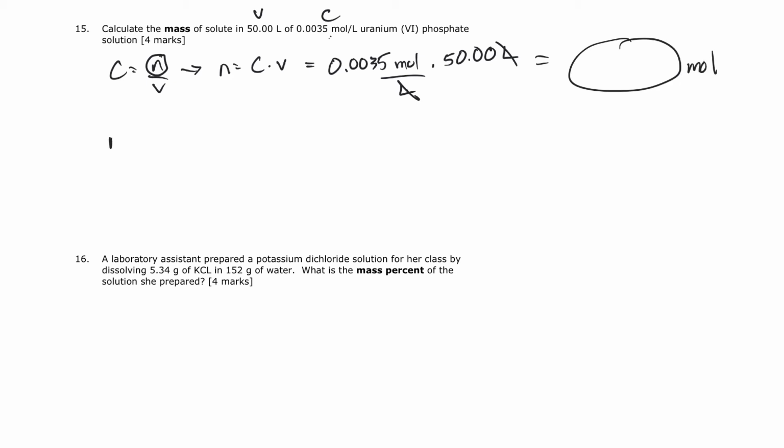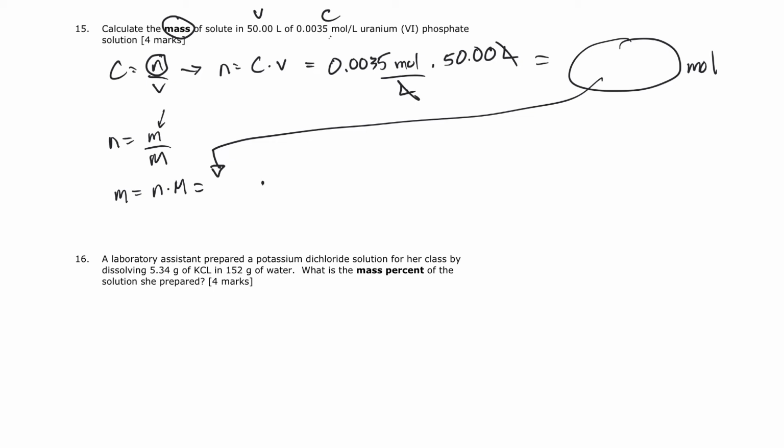And then you'll use this formula. Moles is equal to mass over molar mass, because they're looking for the mass. So they're looking for this one. So I want to get rid of the molar mass, so I'll take it to the other side and multiply. So mass will be equal to moles times molar mass. The moles comes from right there, times the molar mass. You'll have to figure that out.